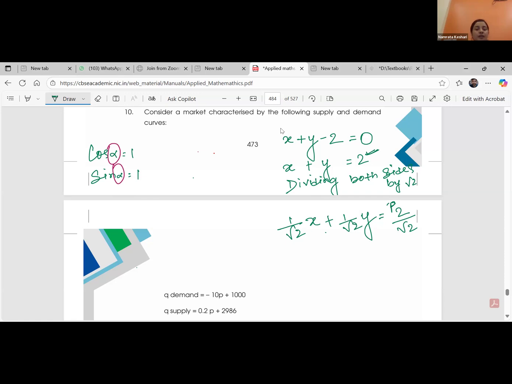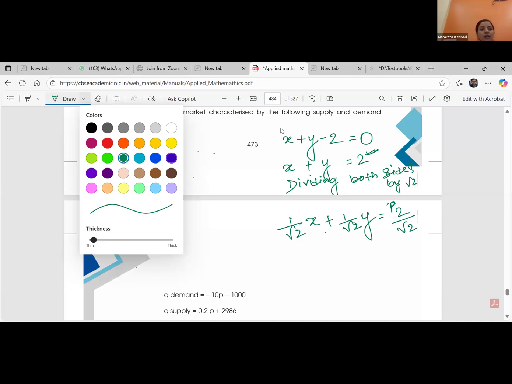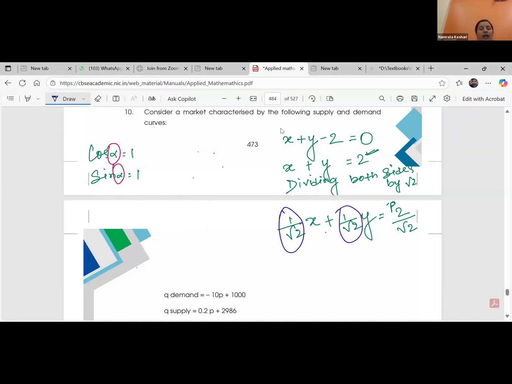Yes, ma'am. Now you see your cos alpha and sin alpha are both 1 by root 2. When alpha is 45 degree, cos 45 is also 1 by root 2, and sin 45 is also 1 by root 2. Yes or no? So this arrangement we have to do by using trigonometric function knowledge.